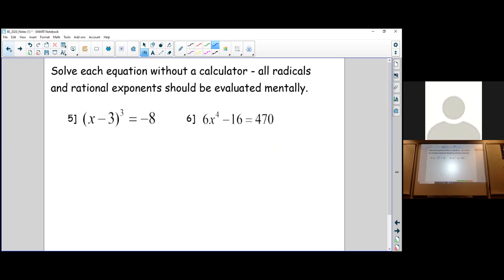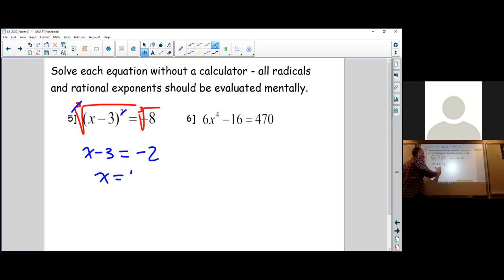Agreed? So what you're going to do on this type of problem is you're going to say, okay, in order to undo this radical, I can do the third root of this side, and I can do the third root of this side. If I do the third root of each side, these cancel, and it leaves me x minus 3. Third root of negative 8 is negative 2. Add 3. So I find I get an answer of 1. And for as complex a problem that is, there's not a whole heck of a lot of steps.